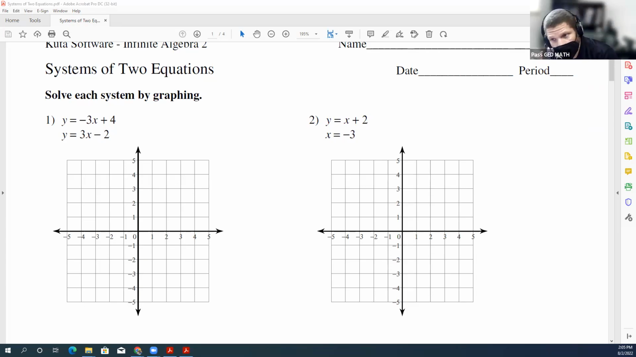Good afternoon. After last night, I wanted to make sure I hit system of equations again.